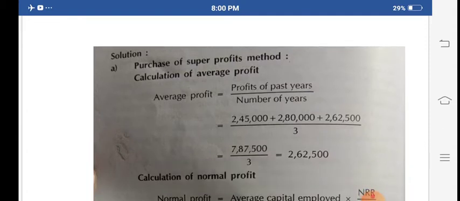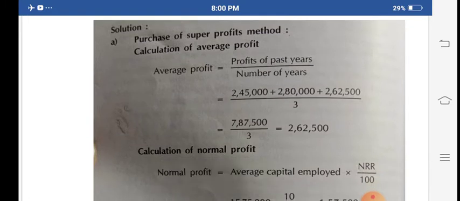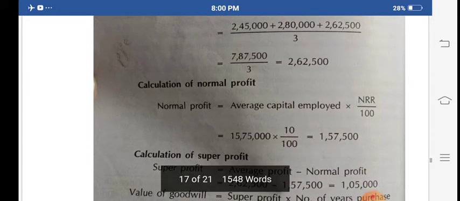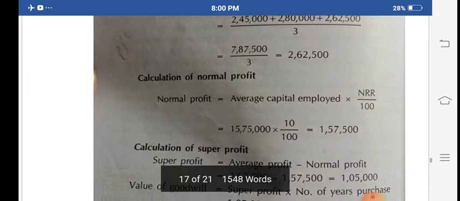Calculation of average profit. First of all, we have to calculate the average profit. The average profit is equal to the profits of the past years divided by the number of years. These are the 3 years' profits: 2,45,000 plus 2,80,000 plus 2,60,500, divided by 3, which is 2,62,500. This is the average profit.